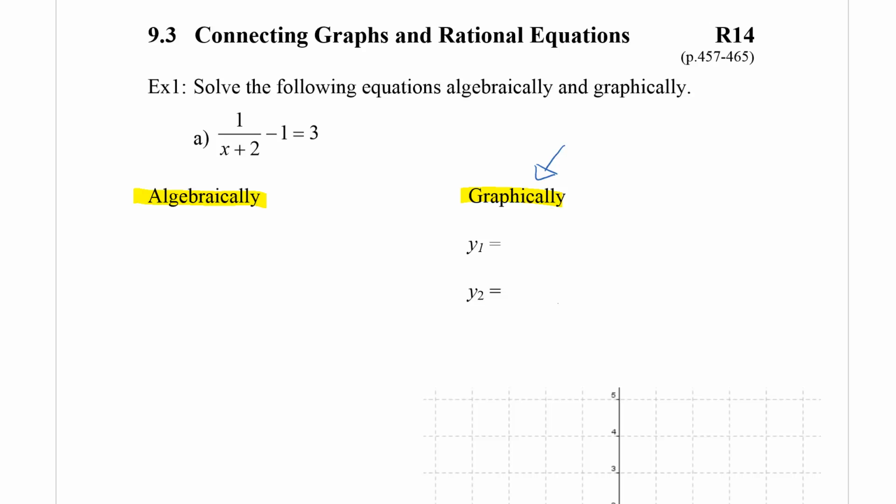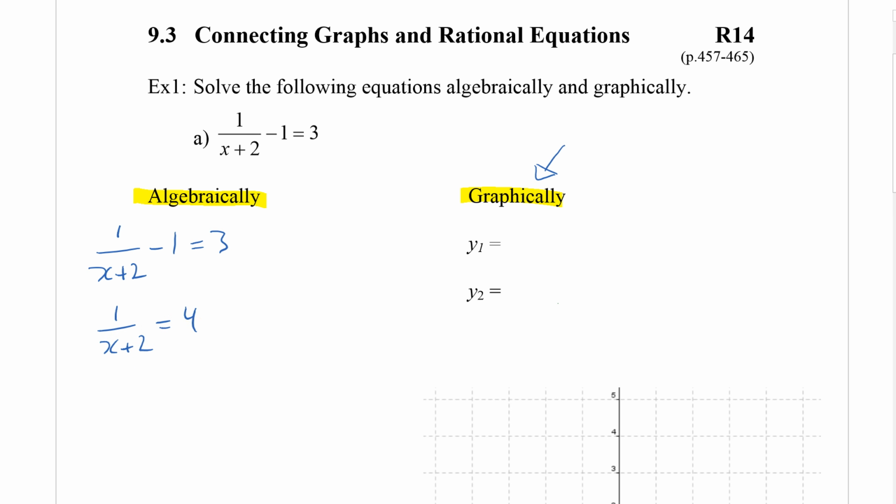So algebraically, what I'm going to do is find out for what value of x is that a true statement. I'll just rewrite it to get started in this area here. To solve for x, I want to work with the left-hand side until I just have an x by itself. So I'm going to add a 1 to both sides. So I have 1 over x plus 2 is equal to 4.